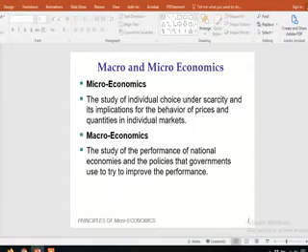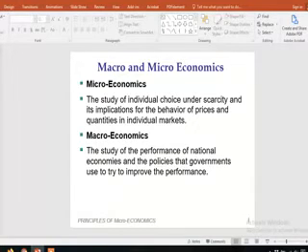But macroeconomics is the study of the performance of national economies and the policies that governments use to try to improve the performance. Under macroeconomics, we will discuss large-scale things like unemployment, interest rate, inflation. But in microeconomics, we will discuss things related to the individual level.